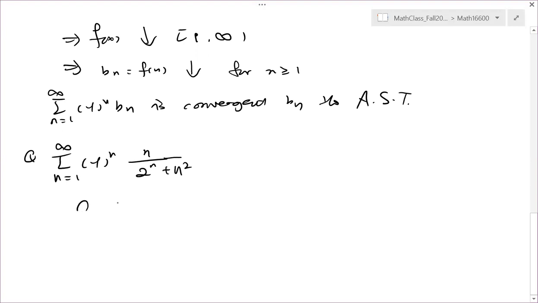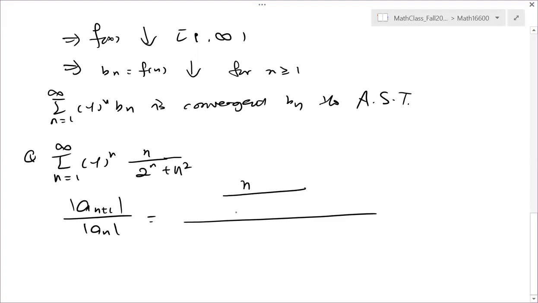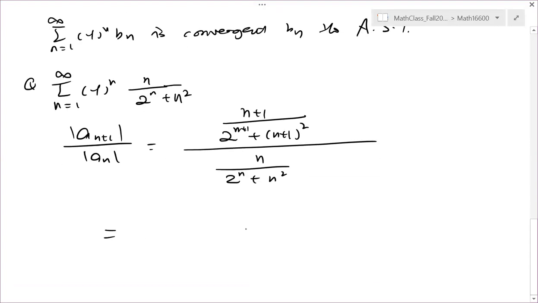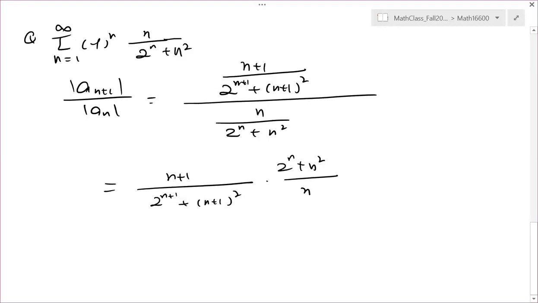So the ratio test is going to be a little bit complicated, okay? It's n plus 1 over 2 to the n plus 1 plus n plus 1 squared, over n over 2 to the n plus n squared. The negative sign is gone. So I need to simplify it. What I'm going to do is, let me write down one more term, okay? I want to regroup them.